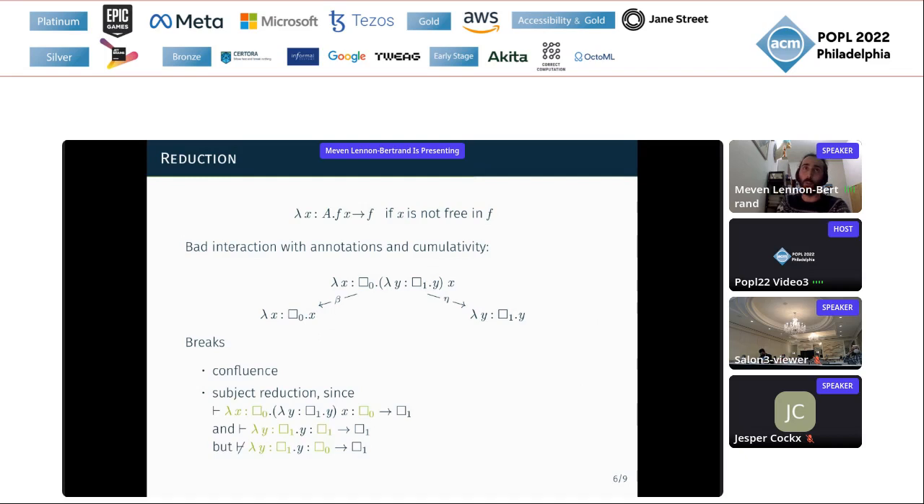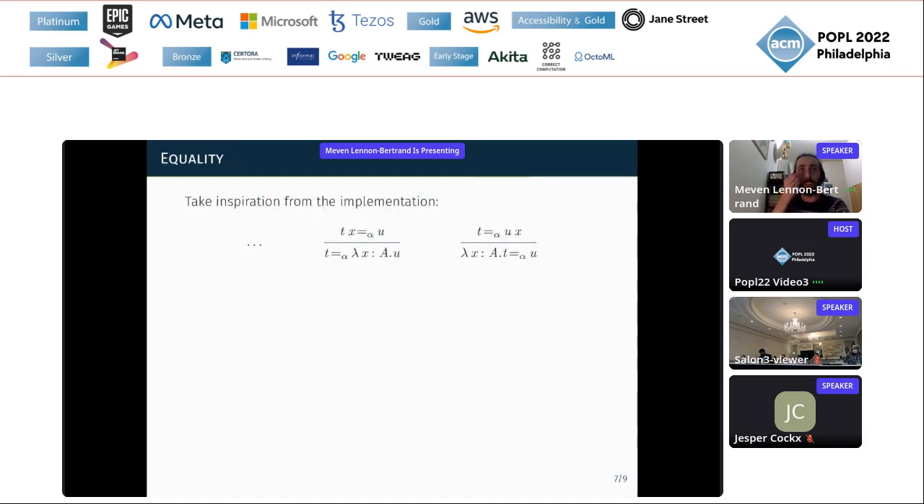But there's actually a third solution, which is to take inspiration from the kernel and from the implementation, and to not incorporate eta inside the reduction, but to instead put it inside this alpha equality. And do actually what the kernel does. If you have a term against an abstraction, then you can just eta expand it and then compare the eta expanded form with the body of the abstraction, of course, on the other side. And this works actually quite nicely for a while.